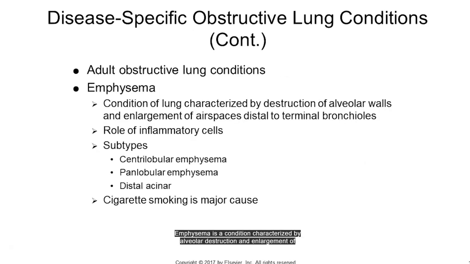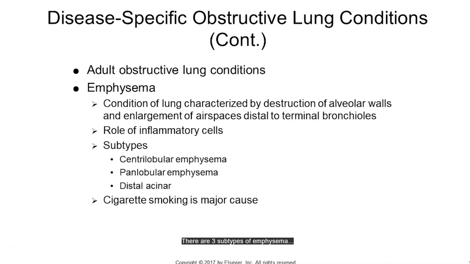Emphysema is a condition characterized by alveolar destruction and enlargement of air spaces distal to the terminal bronchioles, including the alveolar ducts and alveoli. And although recent studies have shown the lung's ability to repair itself, emphysema represents the balance between destruction and repair, particularly when genetic factors are involved.